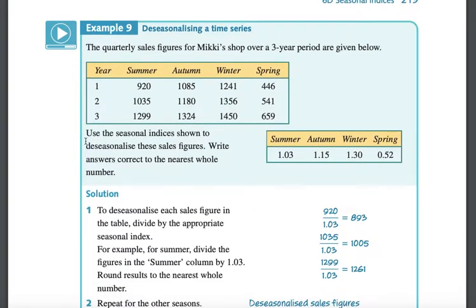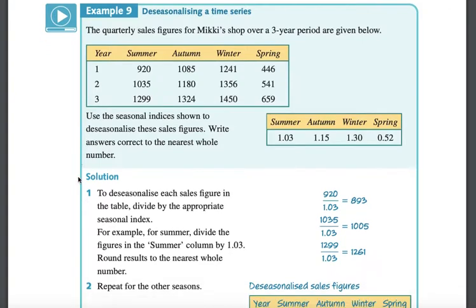Use the seasonal indices shown to deseasonalize these sales figures. Write answers correct to the nearest whole number. So what's going to go on here is this. All the summer values are going to be divided by the summer seasonal index. All the autumn values are going to be divided by the autumn seasonal index. And we go through winter with winter, spring with spring.